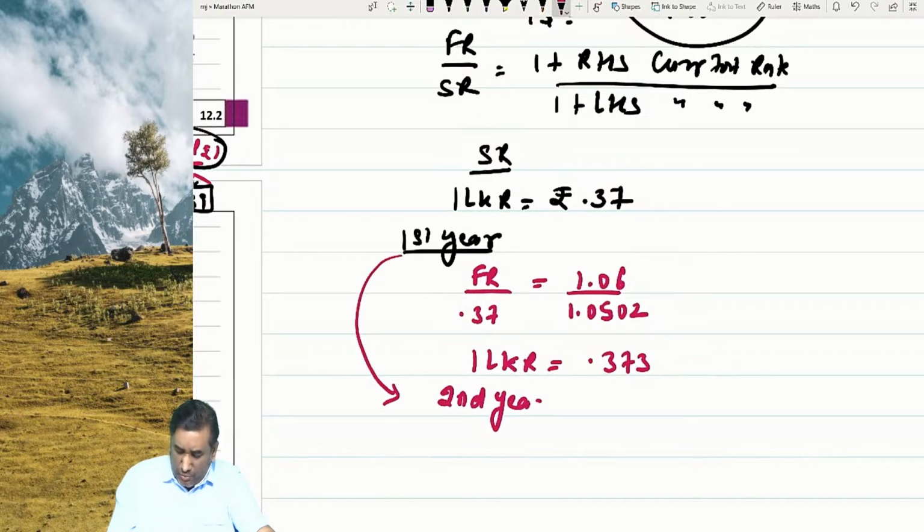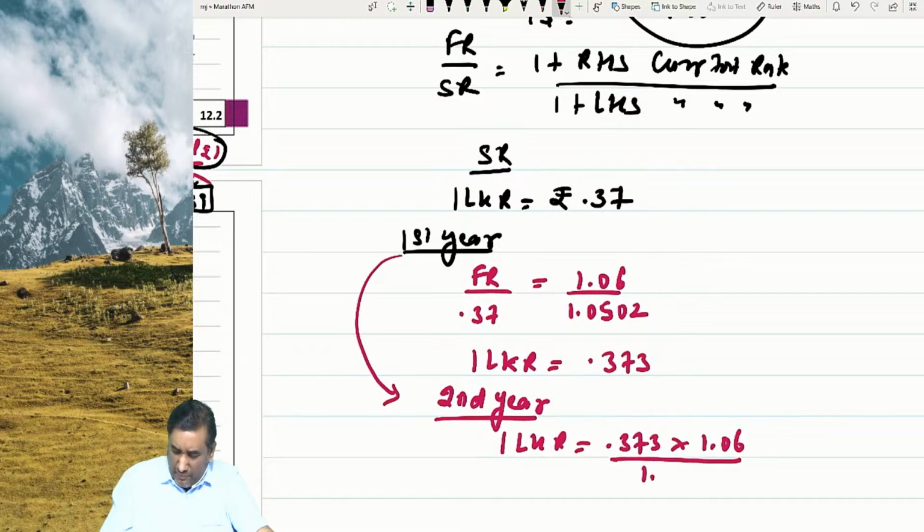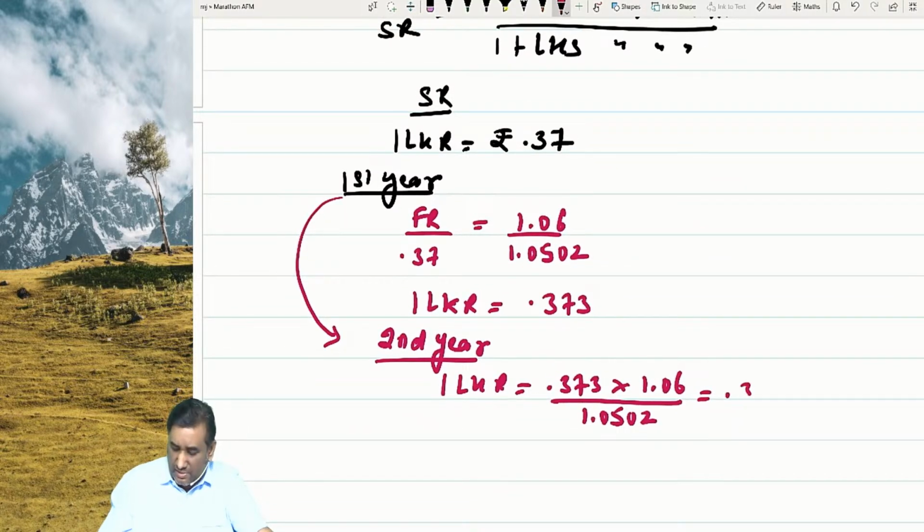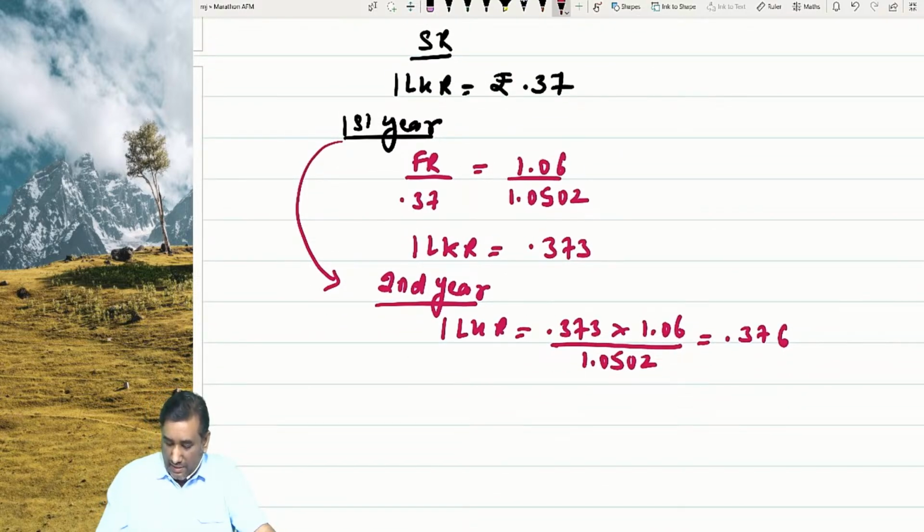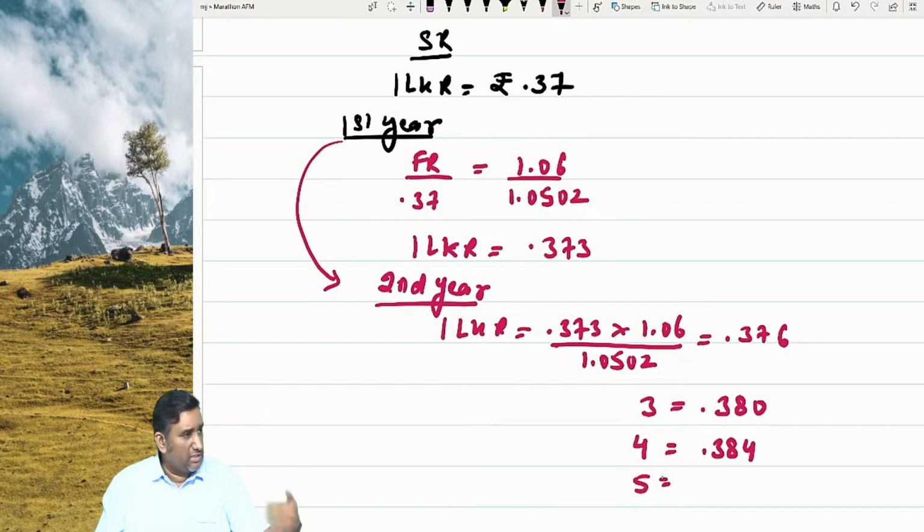Second year, what we'll do is, now don't keep doing it again and again. Just simply do 1 LKR would be equal to 0.373 into what? 1.06 divided by what? 1.05. 0.376. So quickly calculate all the 5 rates. Third year I'll calculate 0.38, 0. Fourth year 0.38, 4 or 383. Just see the fourth decimal and do it. And fifth would be 0.384 into 1.06 divided by 1.05.